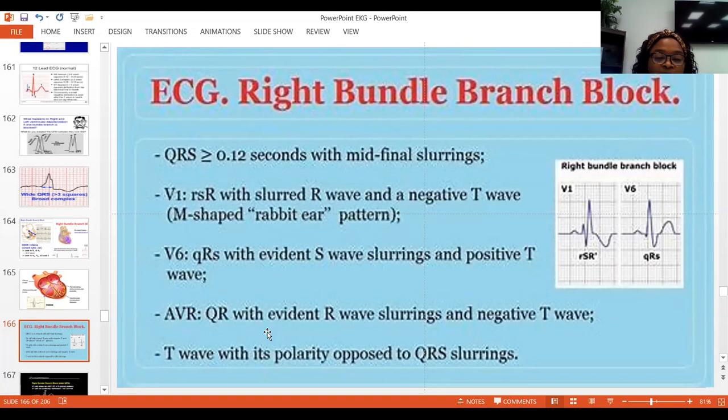AVR, the QR with evident R wave slurring and negative T wave. And then the T wave with its polarity opposed to the QRS slurring. Okay, so what that's saying is your T wave is going to be pointing in the opposite direction of your QRS.